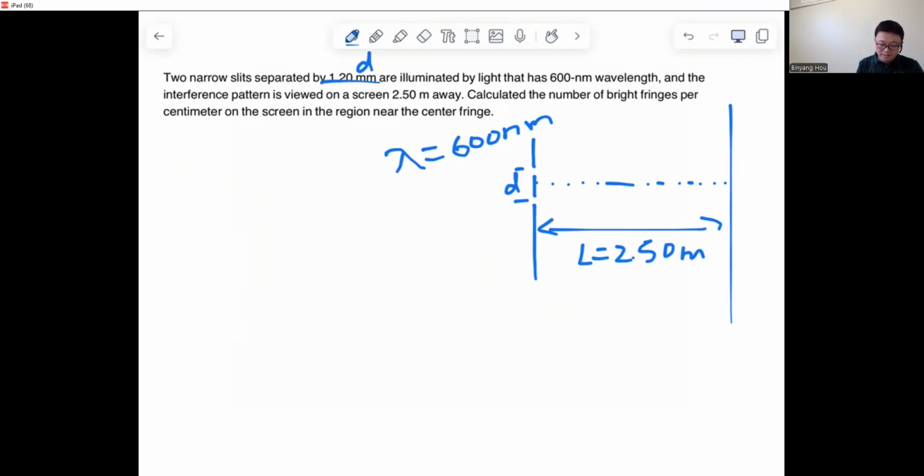So let's see here. Basically, we will see a lot of bright fringes. There's a central fringe, the central maximum. And then there are different orders of maxima on one side, and also on the other side too. So those are the interference patterns. And then it asks how many bright fringes, so you count how many here, in 1 centimeter. So let's say this is 1 centimeter here.